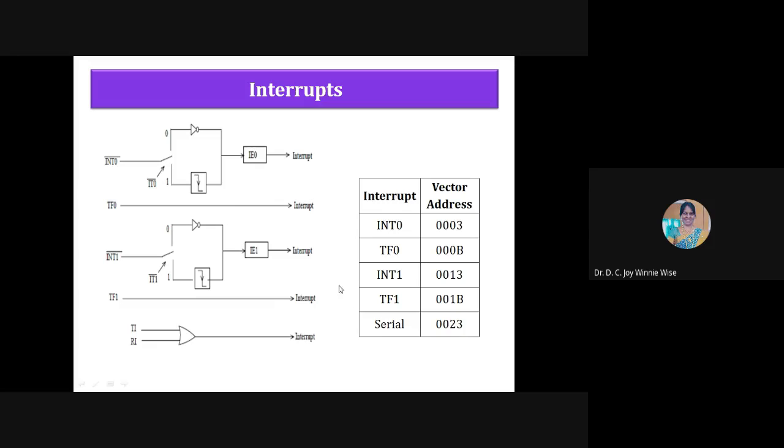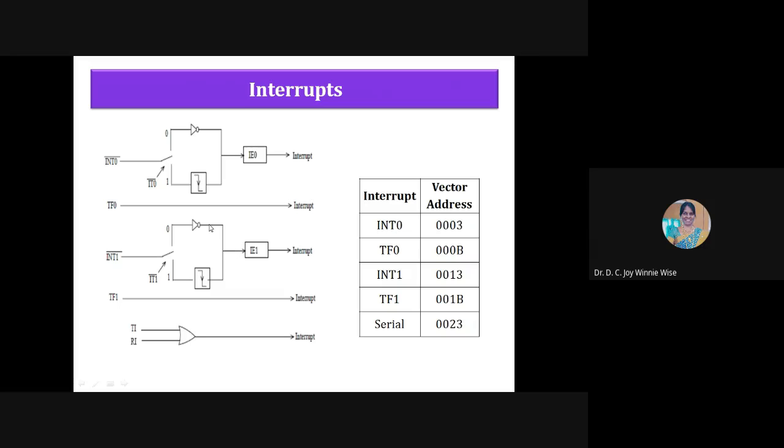So for this IE, that is the first, INT0, two conditions must be satisfied. One is from IT0 and another one is the hardware value. Both are enabled, so IE0 will be enabled. And then if this is enabled, it will go for the vector address. Actually, the vector address is 0003. So like this, for TF0, the vector address is 000B.